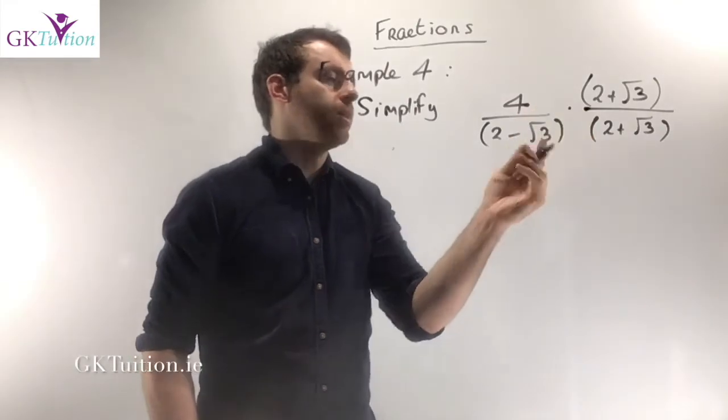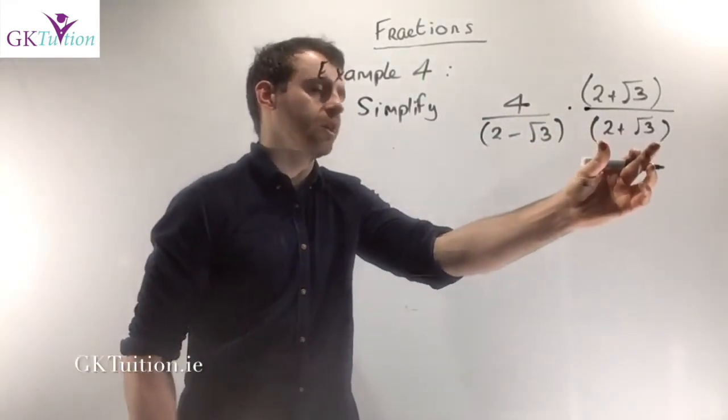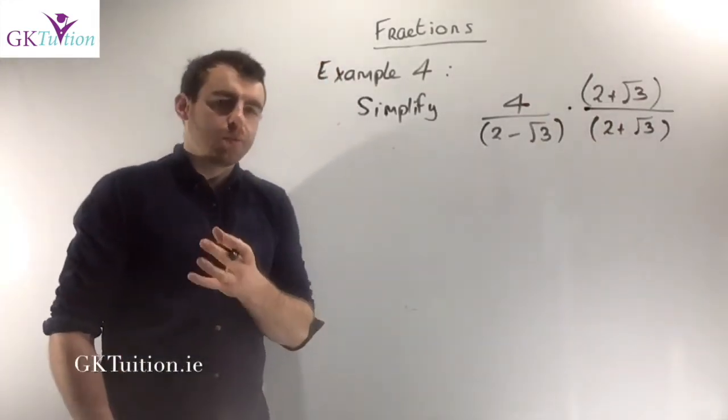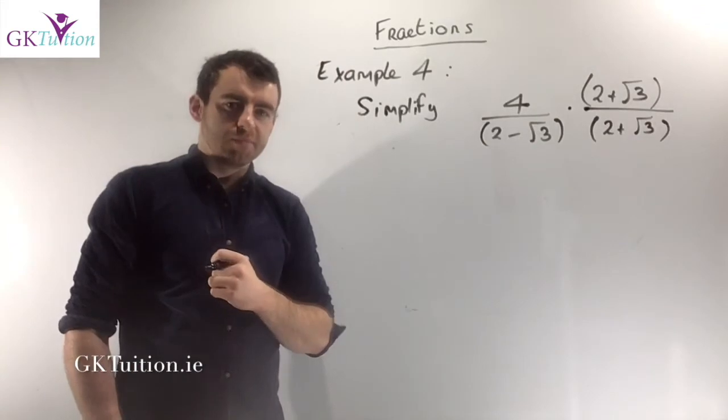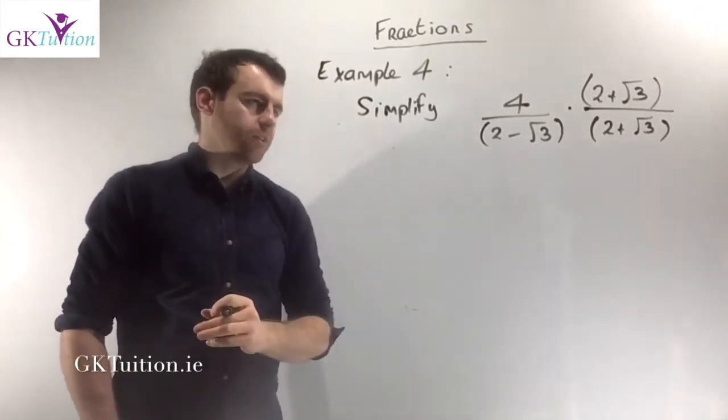So I want to eliminate the surd on the bottom of the fraction, so I need to multiply this by its conjugate. And then I need to multiply the bottom and the top by the conjugate, so I'm not actually changing the value of the expression. So that's what we're going to do whenever we have a surd on the bottom of a fraction.